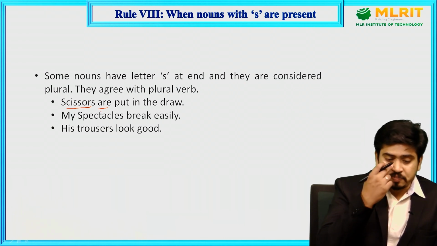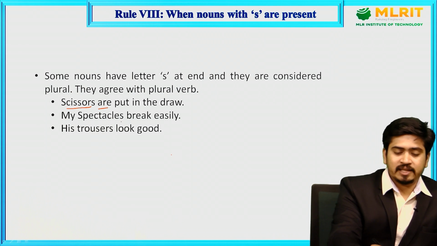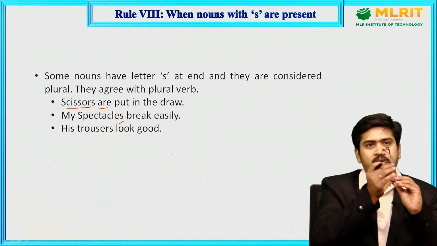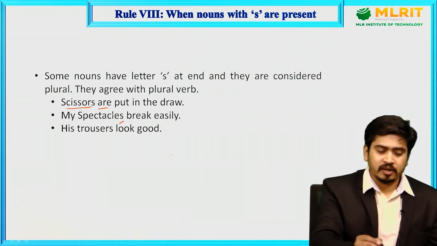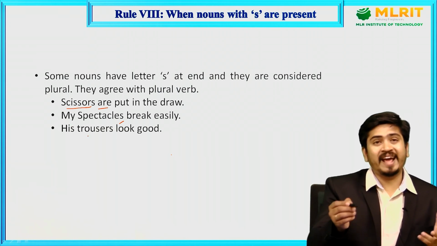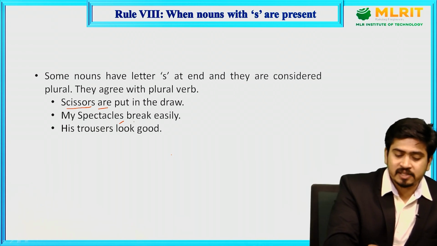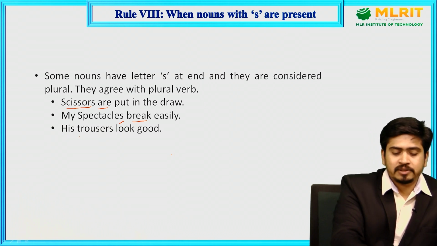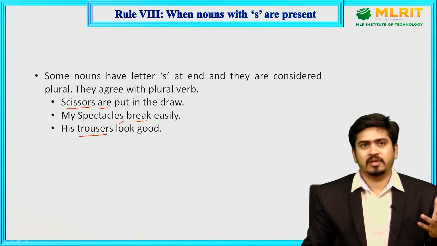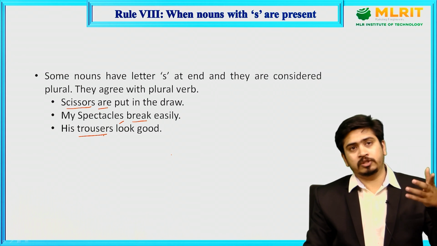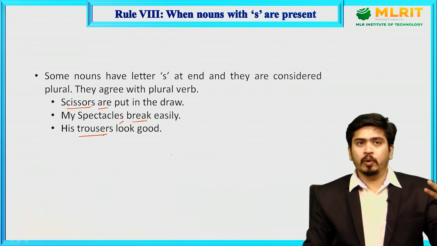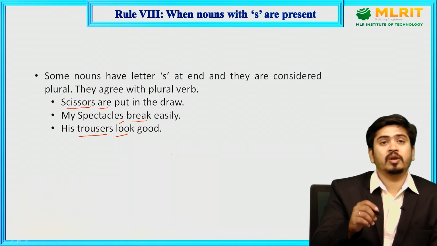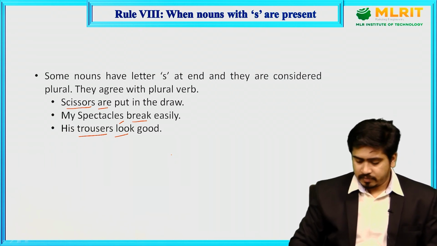Next example, my spectacles. It sounds like plural, but it's a single object. For example, specs. This is a single object, but still you cannot say "my specs breaks easily." It's wrong. My specs break easily. It's a plural verb. Next one, trousers. We call it pants. A single pant, but we still call it trousers. S is there, it sounds like plural, so here we use a plural verb. The trousers look good.